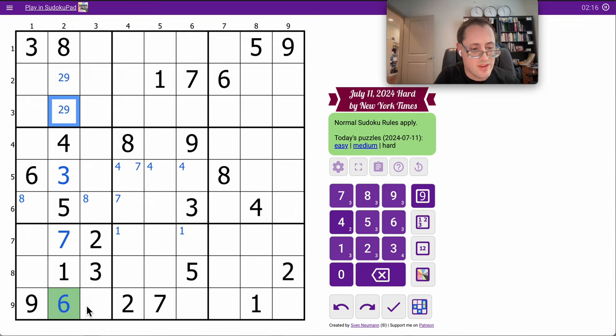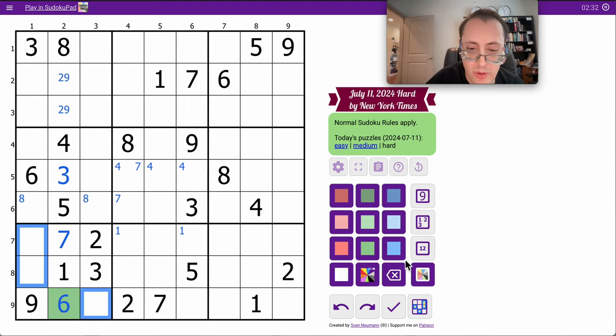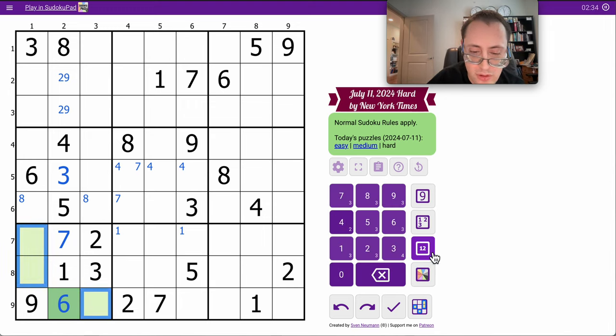Let's see. I have 1, 2, 3, 6, 7, 9. I need 1, 5, and 8. No. 1, 2, 3, 6, 7, 9. I need 4, 5, and 8 in those 3 cells, to finish off box 7, and now I'm done.